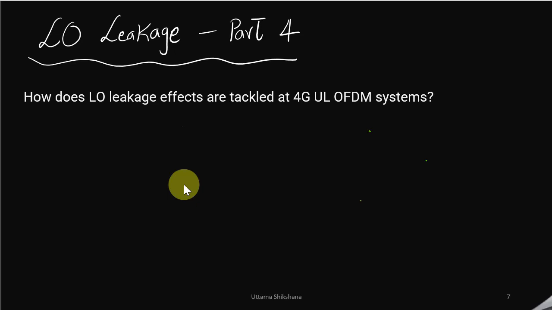This is the fourth part of the local oscillator leakage concept. In the previous video, I was talking about how we can overcome the effects of a local oscillator in case of downlink signal in 4G OFDM systems. So in this video, I will talk about the concept or strategy applied in case of uplink signal to overcome the local oscillator leakage effects.